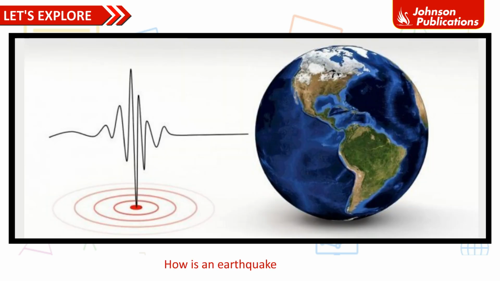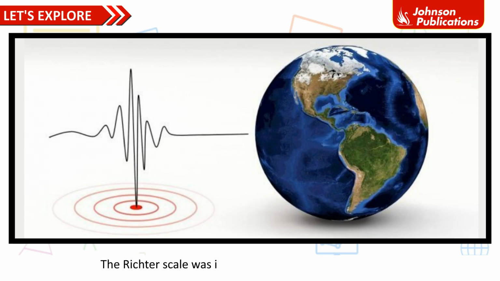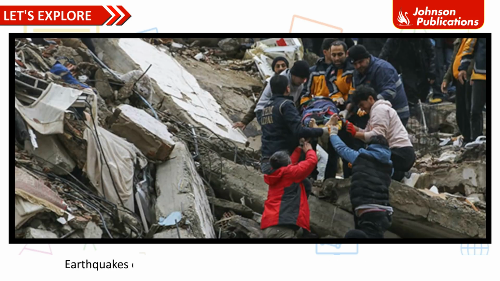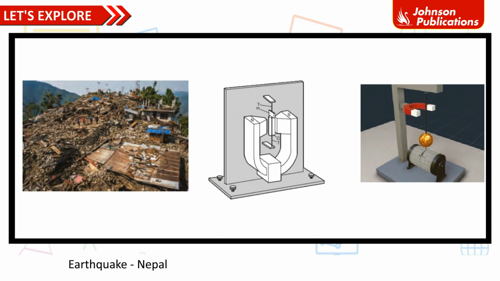How is an earthquake measured? The intensity, direction and duration of an earthquake are measured by an instrument called a seismograph. The scale which measures the intensity of an earthquake is known as the Richter scale. The Richter scale was invented by Charles Richter in 1935. Earthquakes of magnitude 5 and above cause major damage and death. Earthquake, Nepal, Richter scale, seismograph.